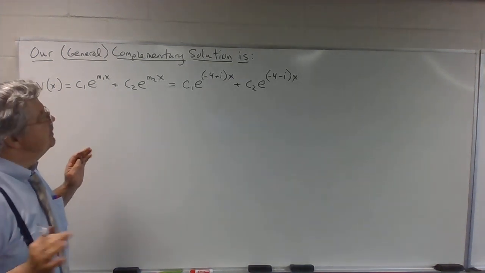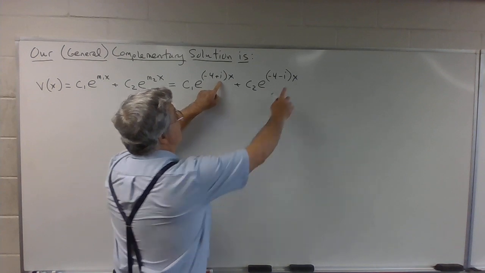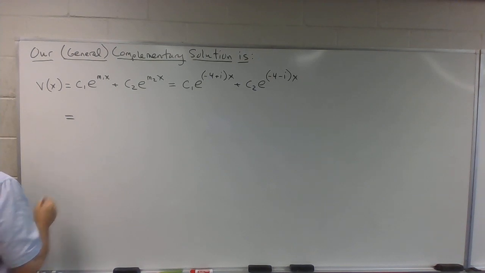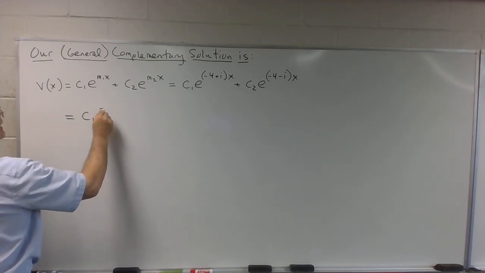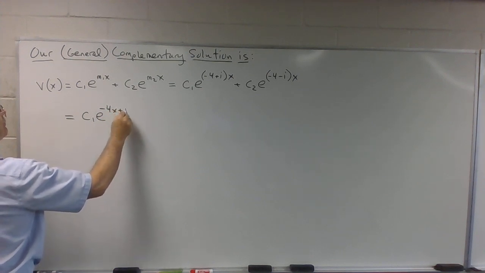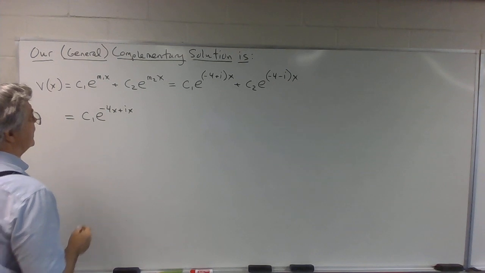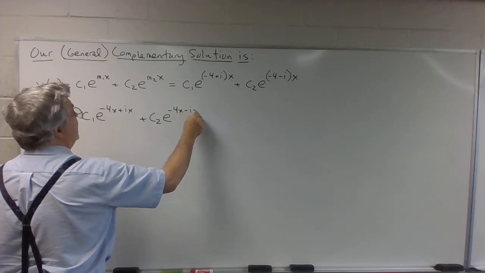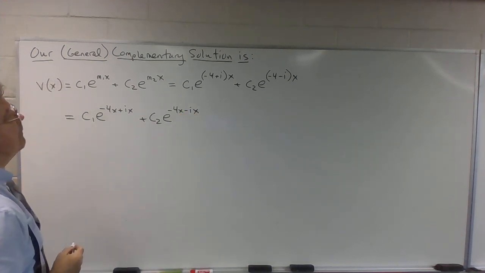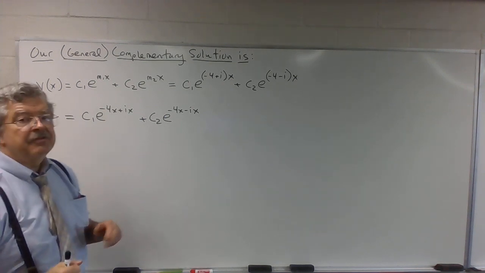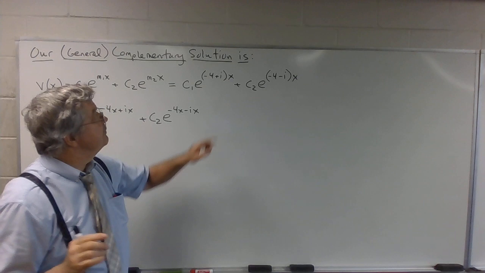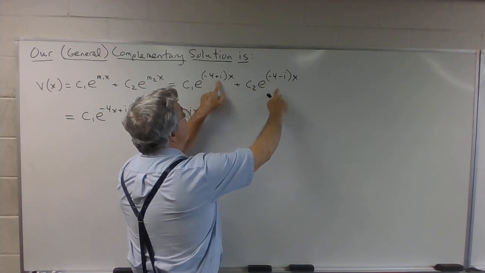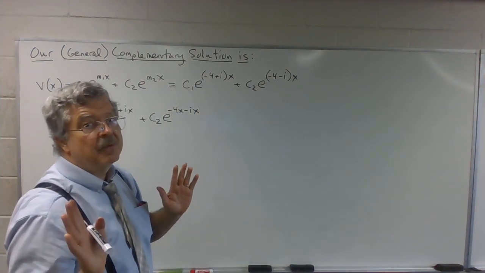Not knowing what else to do, I'm just going to distribute the x inside the parentheses here. I'm just stalling for time. c1 e to the negative 4x plus ix. c2 e to the negative 4x minus ix. Oh, by the way, notice that the roots of our auxiliary equation did come in conjugate pairs. Negative 4 plus i, negative 4 minus i. See, it's always going to work out that way.